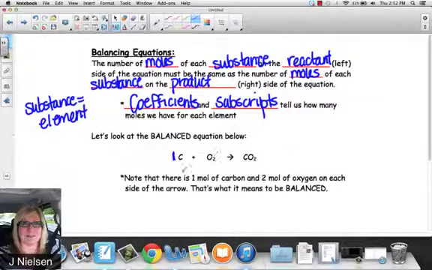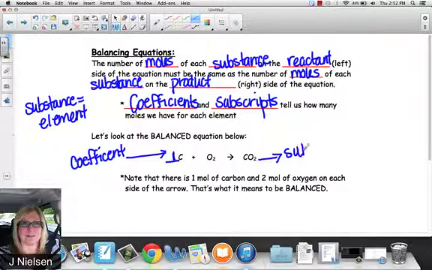Now, one thing that I want to point out: when I have a number in front of an element or a compound, this is the coefficient. If I have a small number within the compound, this is referred to as the subscript.